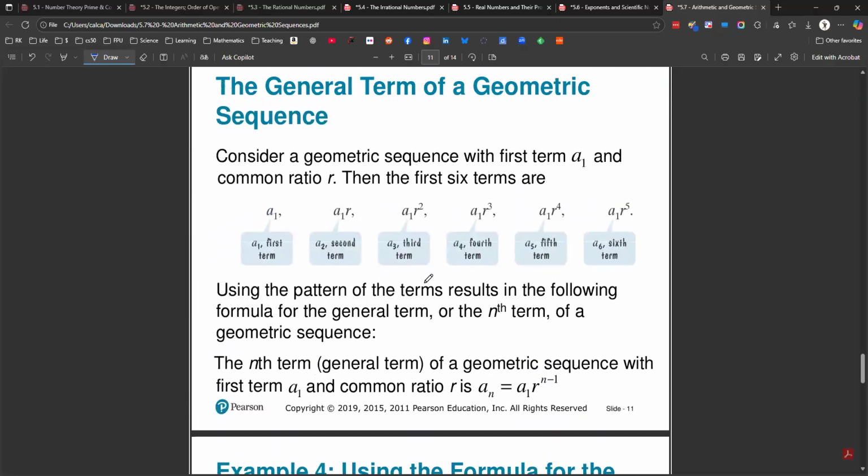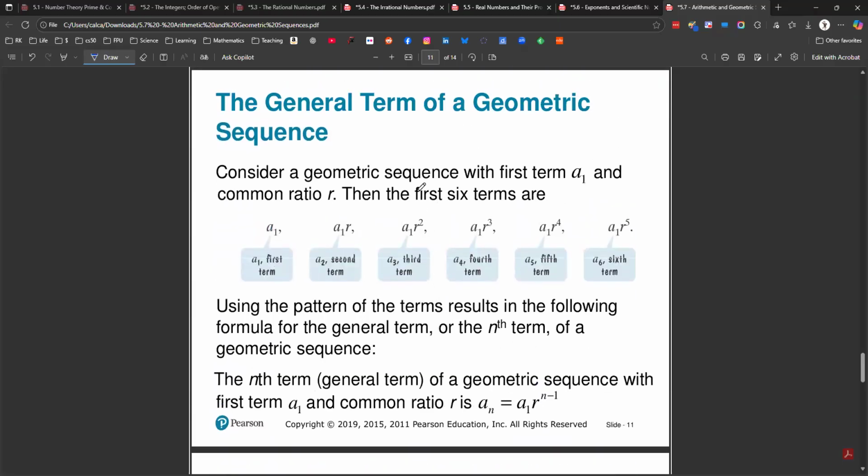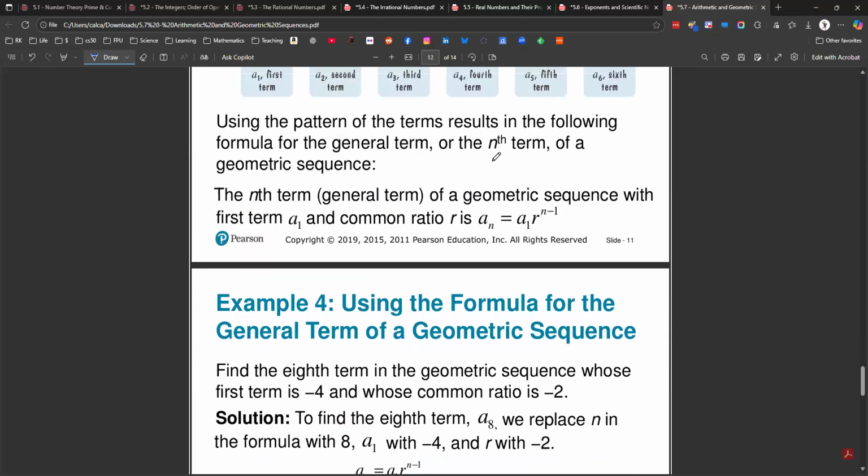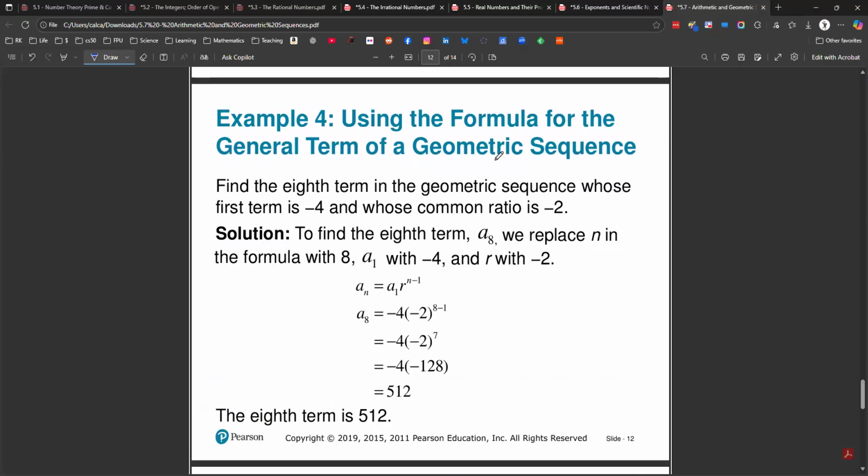Right. The general term of a geometric sequence is similar to the last one, but you're going to take your a1 and then multiply it by r to whatever power you're at, minus 1. So this is r to the 1, or 2 minus 1. This is the same thing as 3 minus 1. It's the same thing as 4 minus 1, and so on and so forth. And this follows from exactly the same reason as the previous one for the arithmetic sequence.